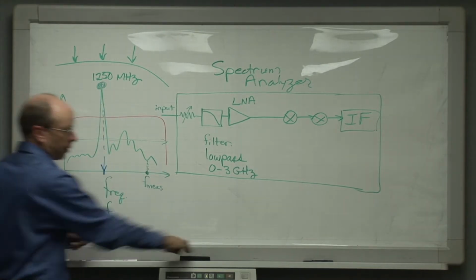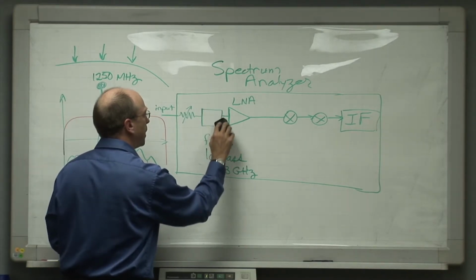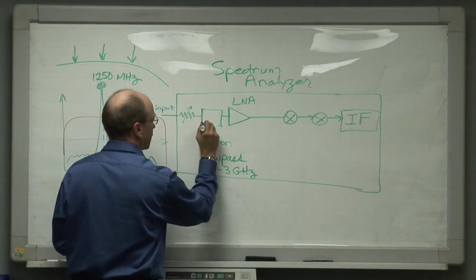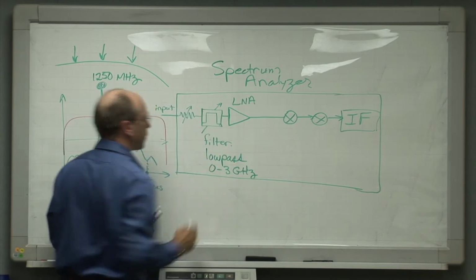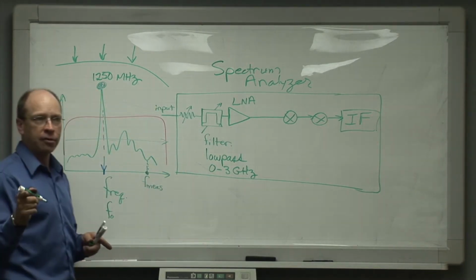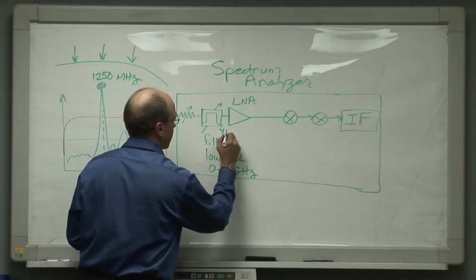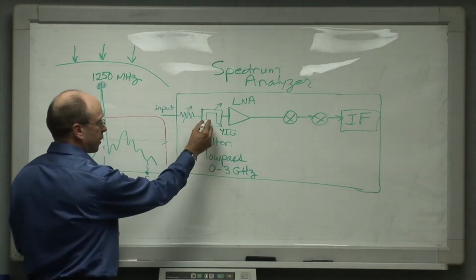Now, it is true also that in a lot of spectrum analyzer designs, at frequencies above about 3,000 megahertz, this filter is switched out for a tunable bandpass filter, which I drew a few minutes ago, which is based on yttrium iron garnet technology, and that is a good filter design to have.